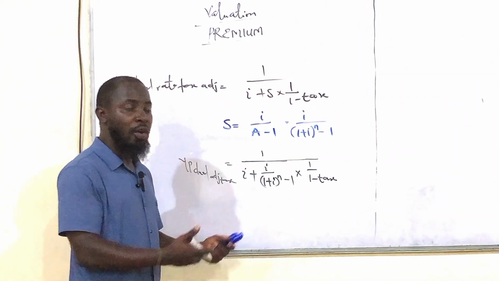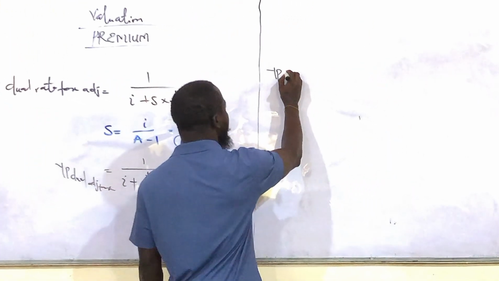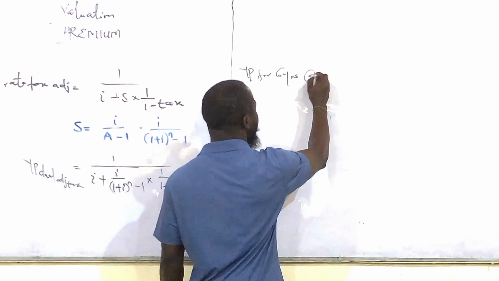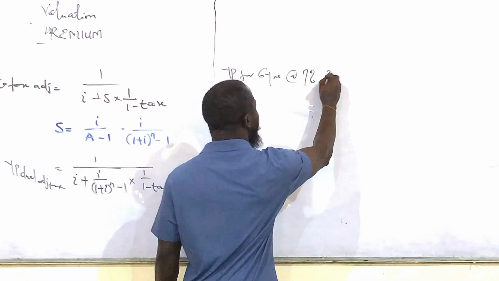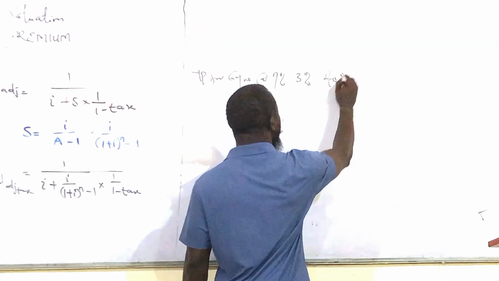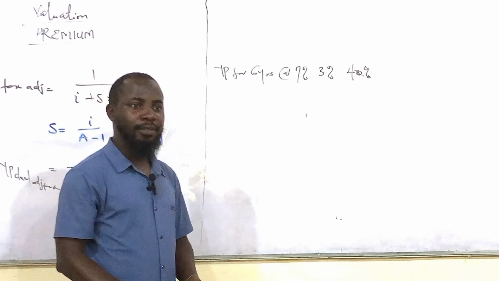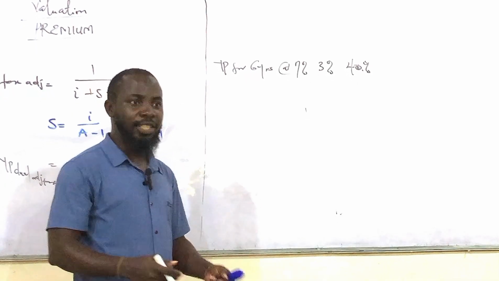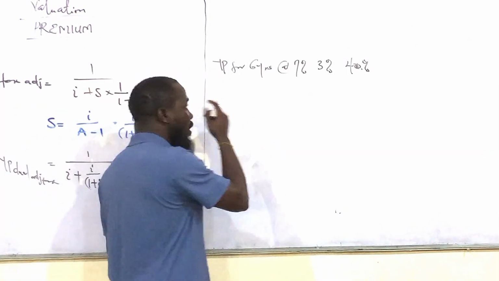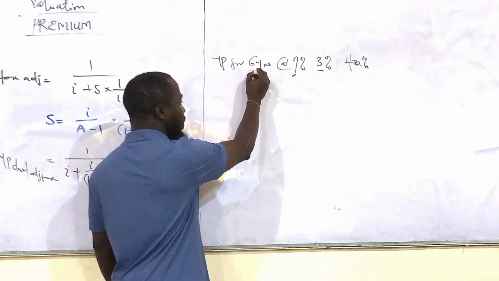Now let's have a question on this. YP for 6 years at 7%, 3%, and then 40% tax. Your tax can be 40%, or 40 kobo in every naira, since 1 naira is 100 kobo and a percentage is out of 100. So 40%. To solve this is very simple. This is always the first I, and this is the second I. This is your N.